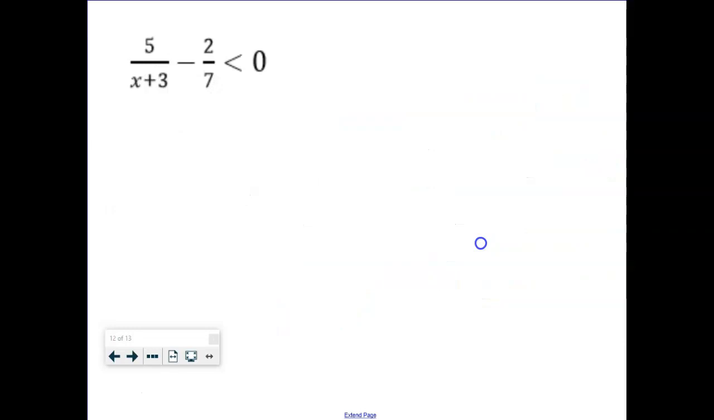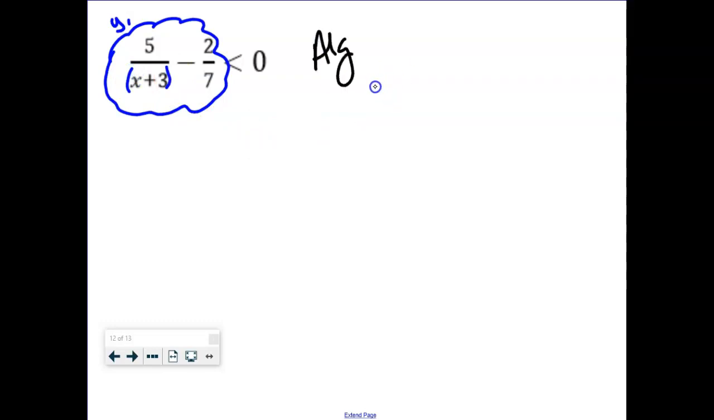Now the next one is rational. This is the version that you type on your calculator because it is already 0 on one side. So this gets typed into y1. Don't forget to use parentheses here though. But the algebra version, where you can see your x-intercepts and vertical asymptotes, has to be when you get common denominators, right?